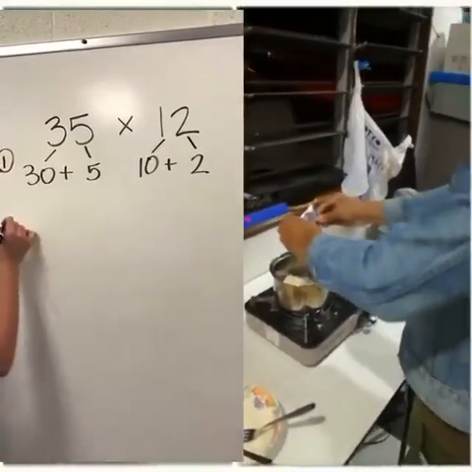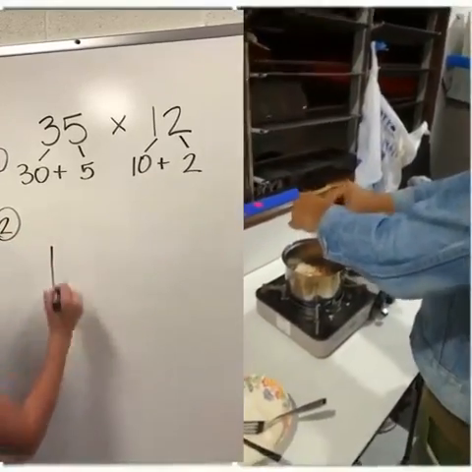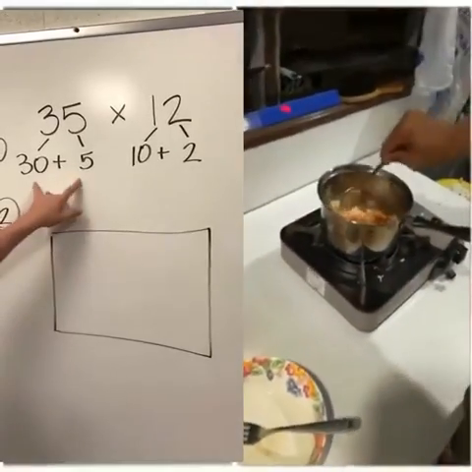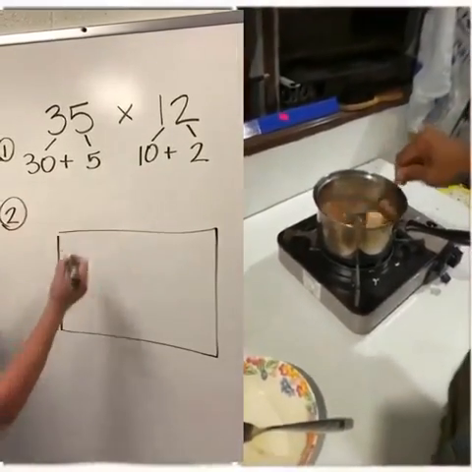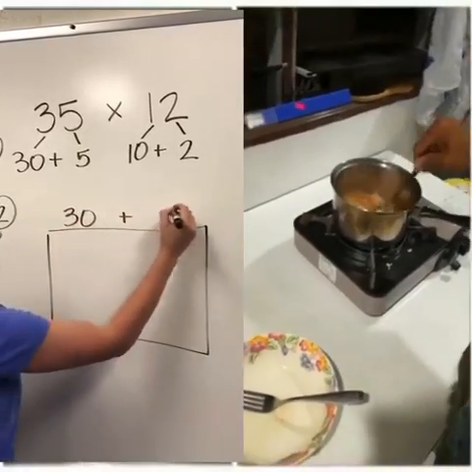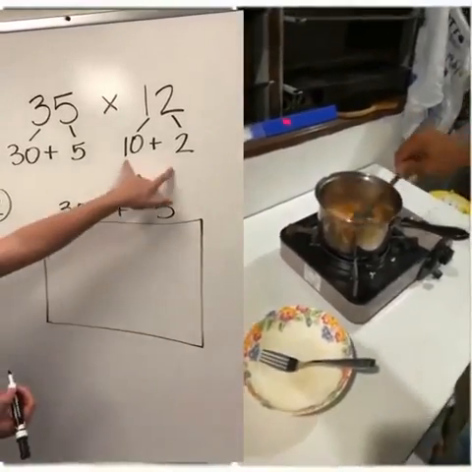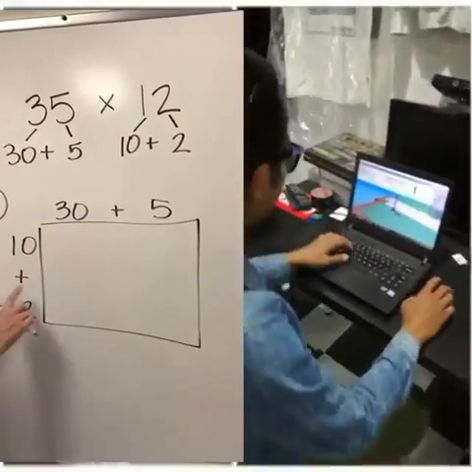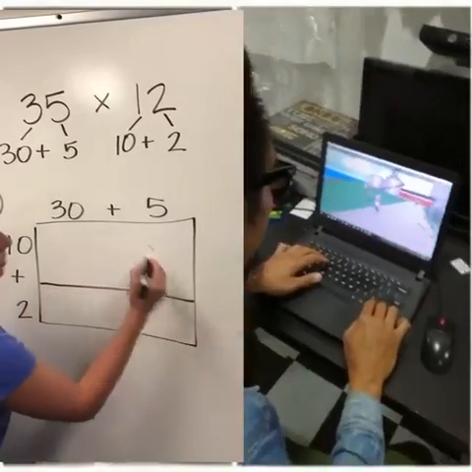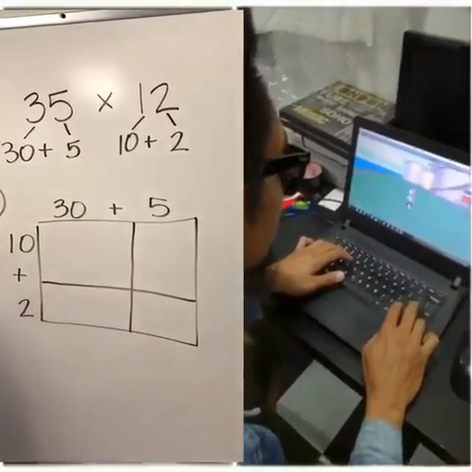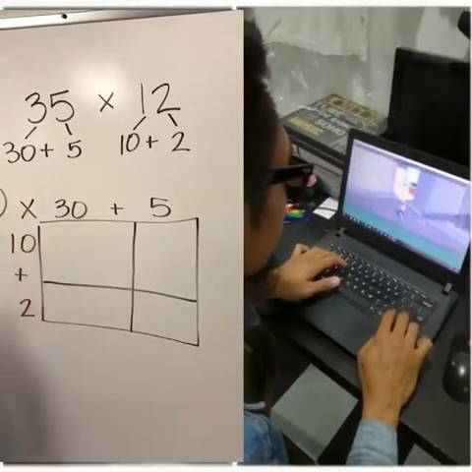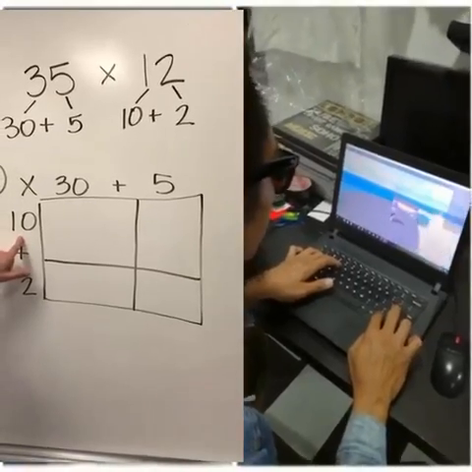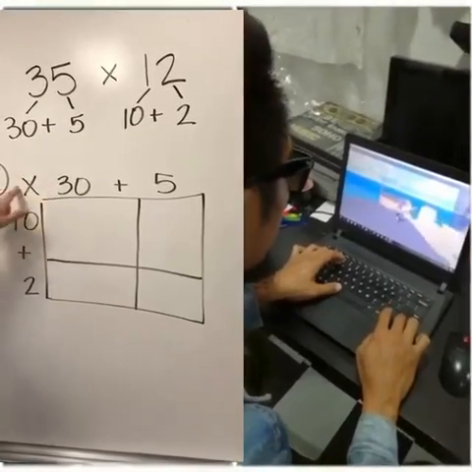The next step would be to draw a large box. Okay, and on this box we're going to put both of our expanded numbers. So on the top I'm going to put 30 plus 5, and on the side I'm going to put 10 plus 2. Where your plus signs are, I want you to draw lines through the middle and down it. And then in the very corner we're still multiplying, so I'm going to put a big multiplication sign. Starting with our very first number on the top, we say 10 times this, 10 times that.